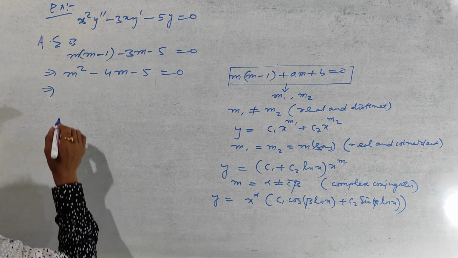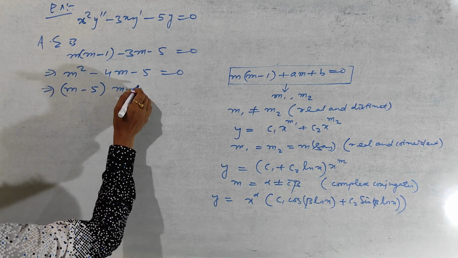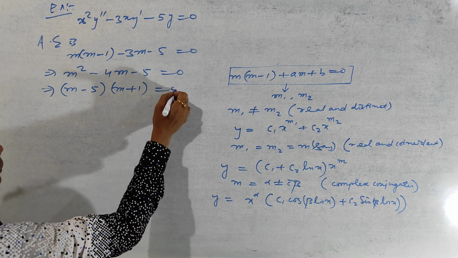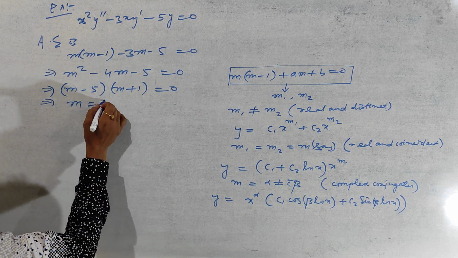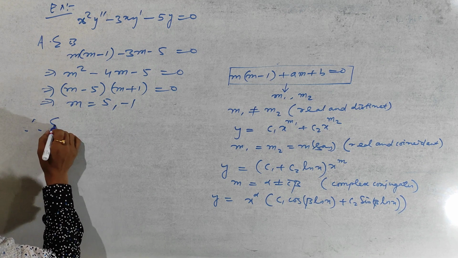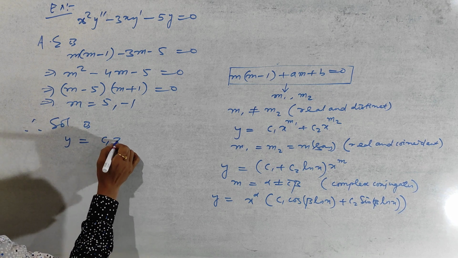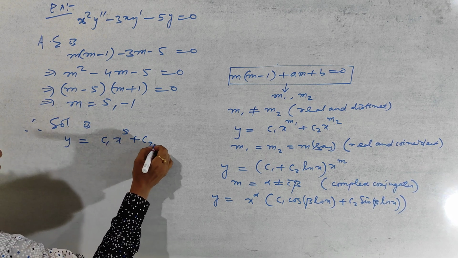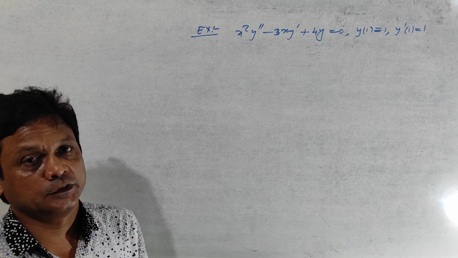So after doing the middle term splitting, it will be (m − 5)(m + 1) = 0. Clear? So m is equal to 5, another is −1. So this is the first case. So the solution is y = c1 x^5 + c2 x^(−1). So this is the solution. Okay.